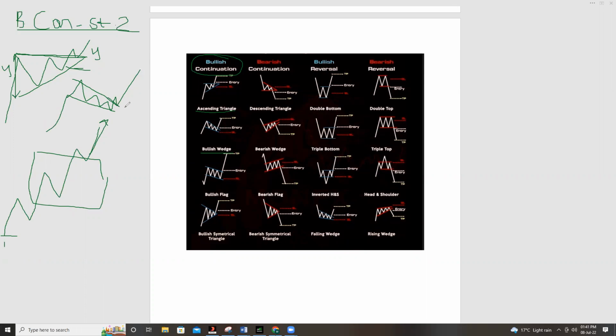Where do you place your stop loss? Of course, at the bottom here, your entry, and your first TP is this size. Then you get your TP. Then the third one is the bullish flag. Now for the flag, the channel is of equal distance, so we have the market coming from the bottom, gets in there, breaks, retests, then continues. And the last one in this group is the bullish symmetrical triangle.